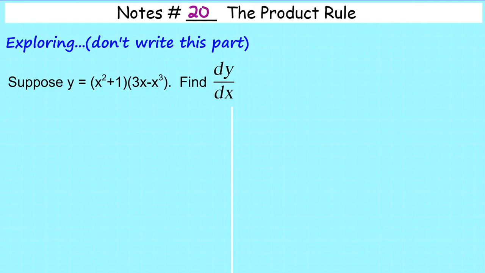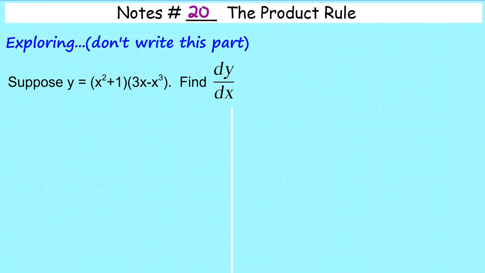Today we're going to continue learning some rules for finding derivatives, kind of our shortcut rules. And today's is called the product rule, and we're on notes number 20. So you don't need to write what you see me do on this particular slide. What I want to do is explore some what-ifs.